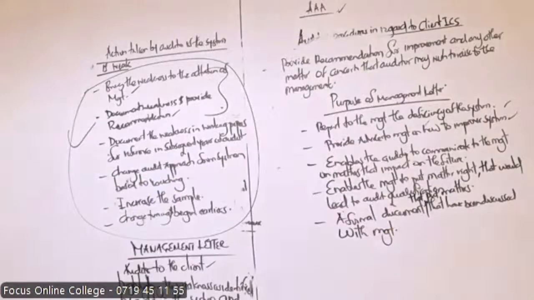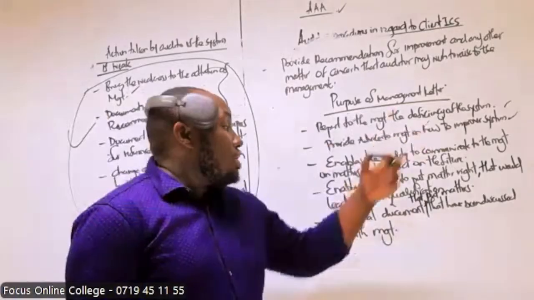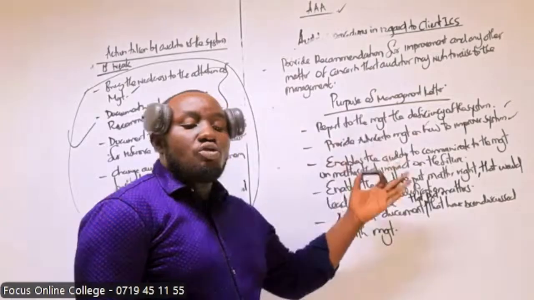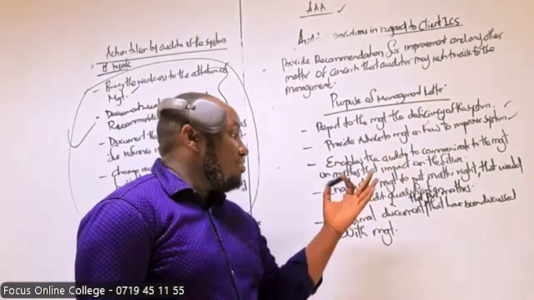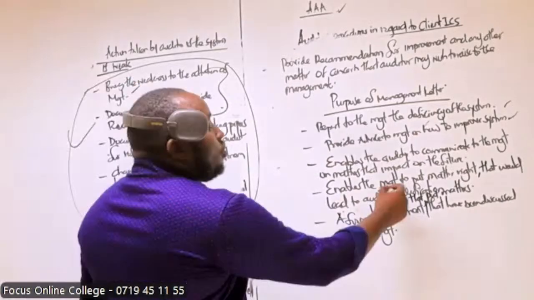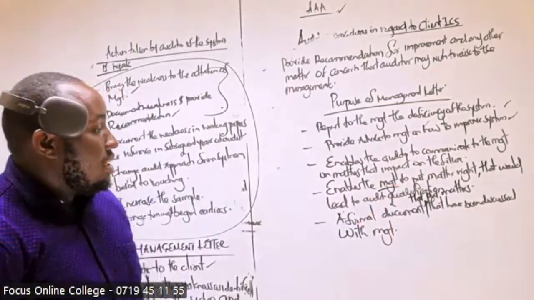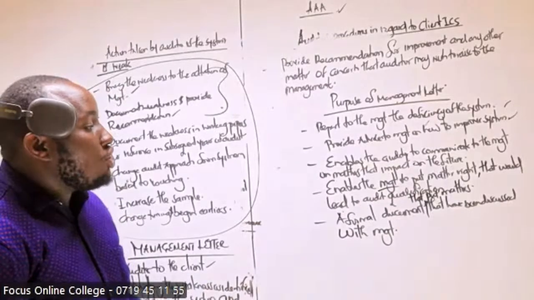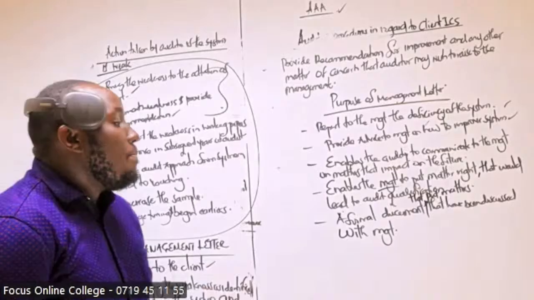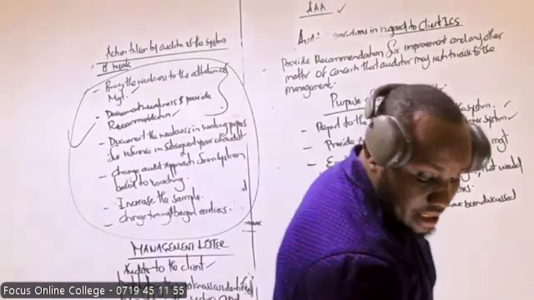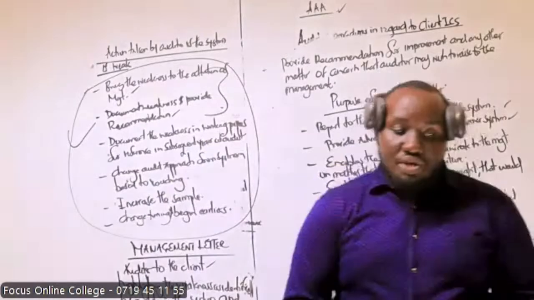Number one, report to management deficiencies in the system. Number two, provide recommendations. Number three, enable the auditor to communicate to management on matters that have impact on the future of the company. It enables the management, who is the client, to put matters right that will lead to audit qualification, the auditor issuing a qualified report. And a formal document that puts matters that have been discussed with management. Those are the purposes of a management letter. Together. John, I hope that is at home.